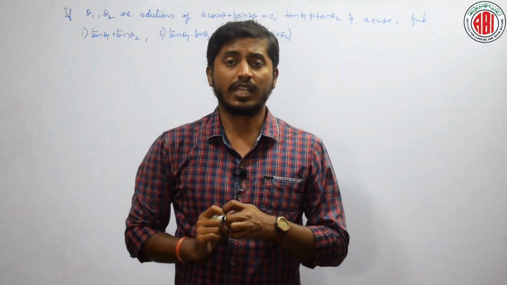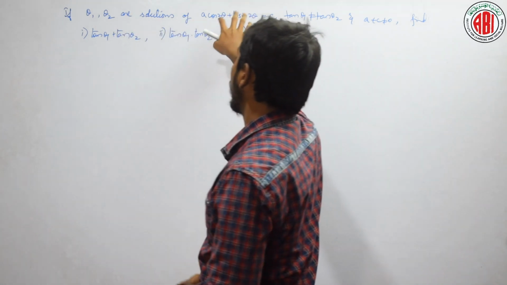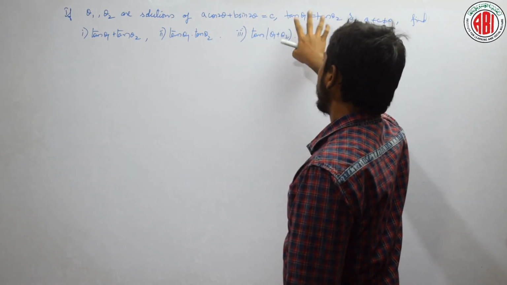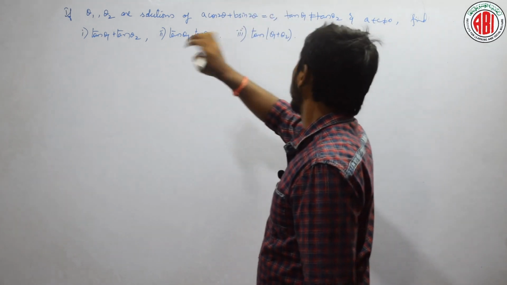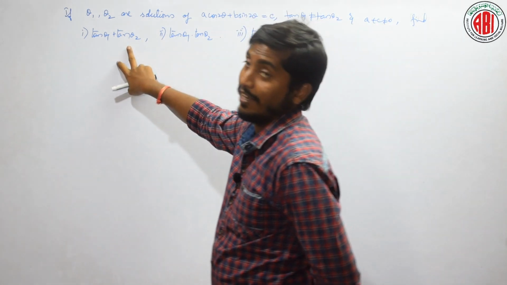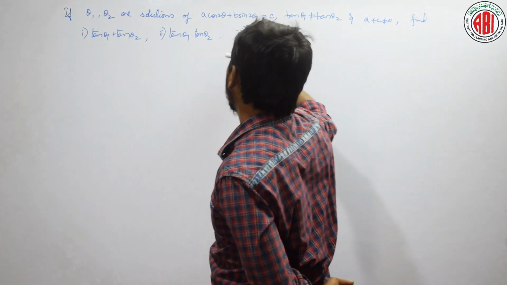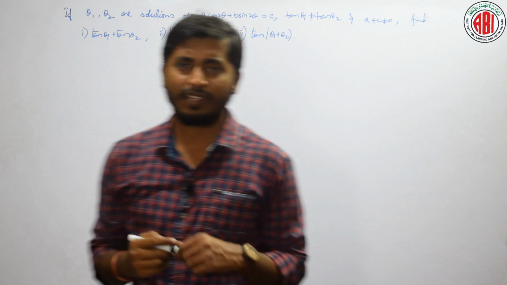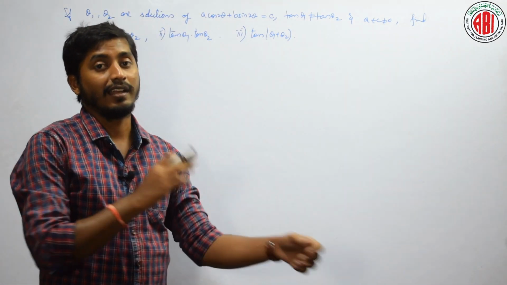Let us do it. See here, the next question: if theta 1 and theta 2 are the solutions of this equation, with the condition that tan theta 1 is not equal to tan theta 2, and a plus c is not equal to the given value, then find the values of tan theta 1 plus tan theta 2, tan theta 1 into tan theta 2, and one more, tan of theta 1 plus theta 2. Shall we solve? We did the same kind of problems in the last chapter.